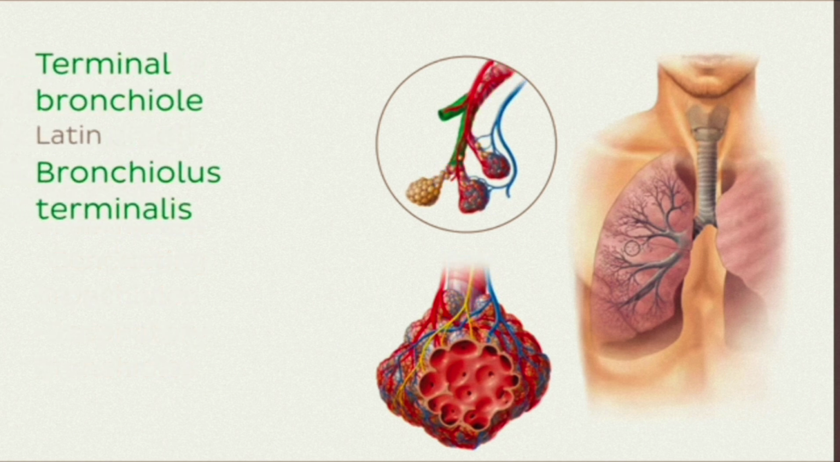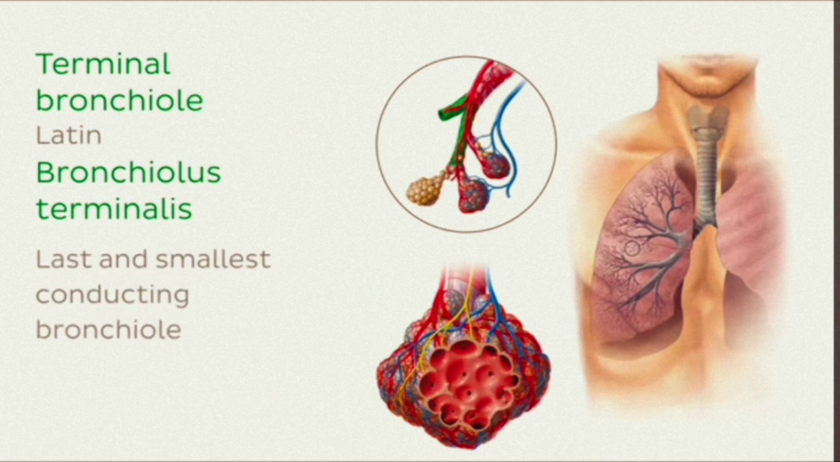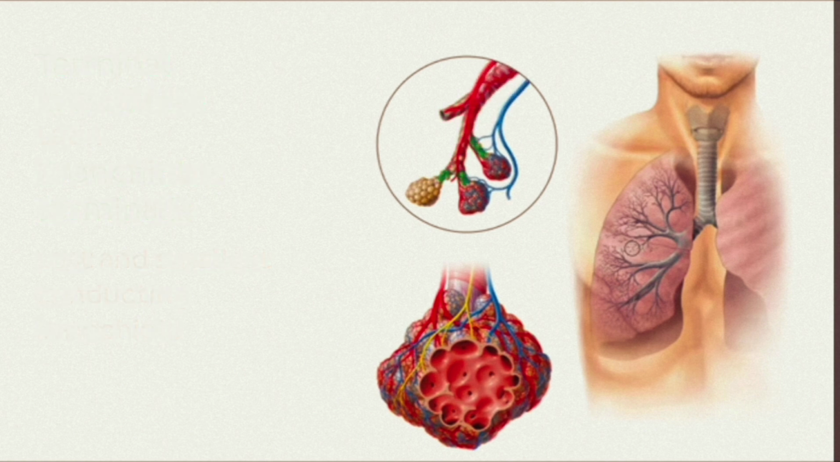Terminal bronchioles, one of which we can now see highlighted in green, are a type of conducting bronchiole. In fact, as their name suggests, they are the last and therefore smallest conducting bronchioles in the tree before we get to the alveoli. We can see that distal to the terminal bronchiole, there are other bronchioles that have some sacs on them, and we'll get to those next, but these are no longer conducting bronchioles.